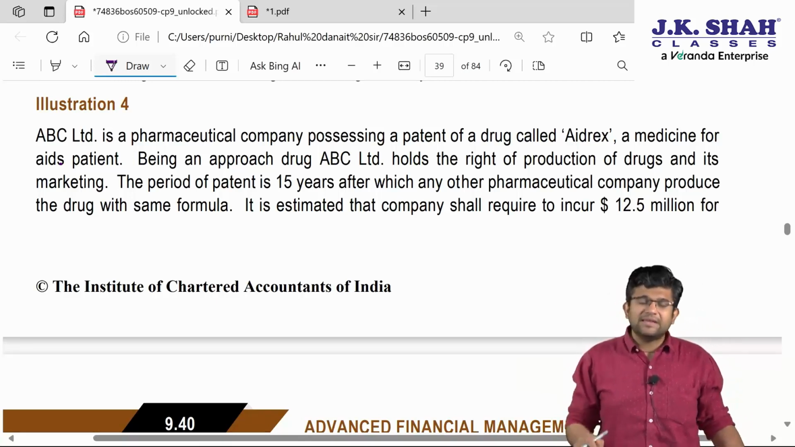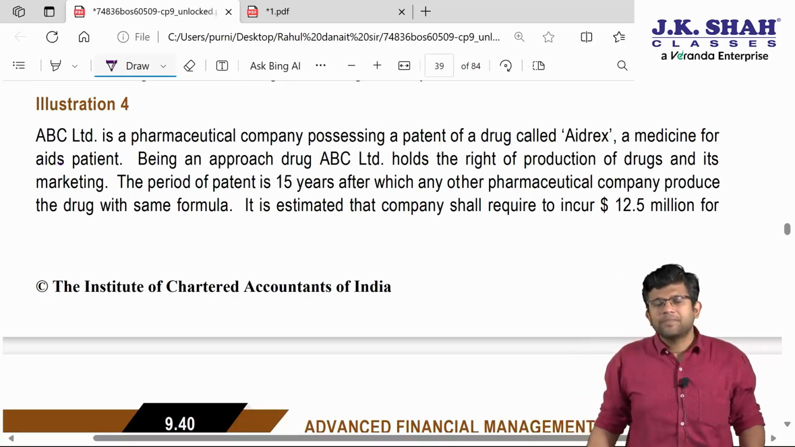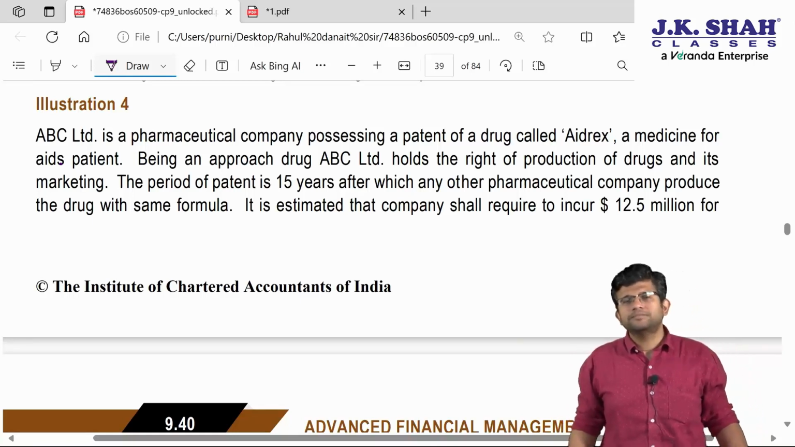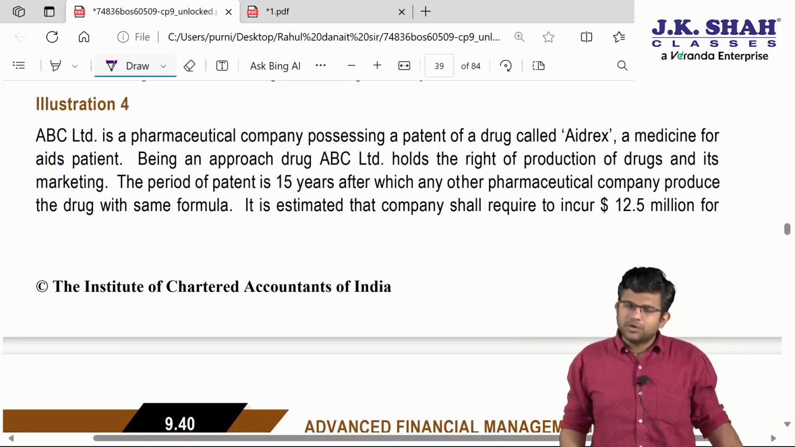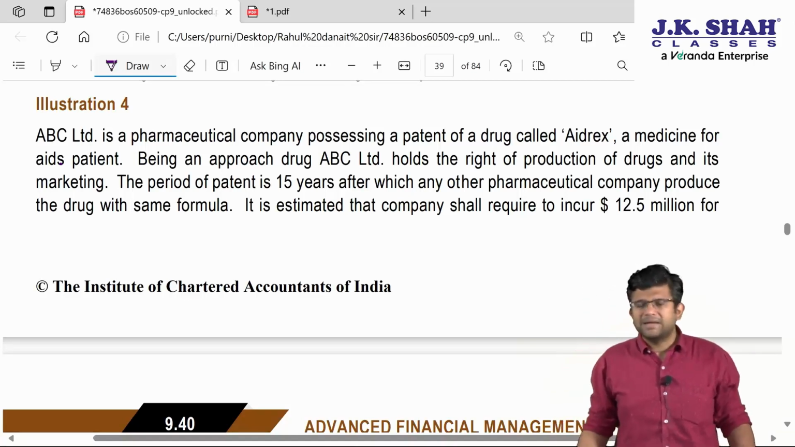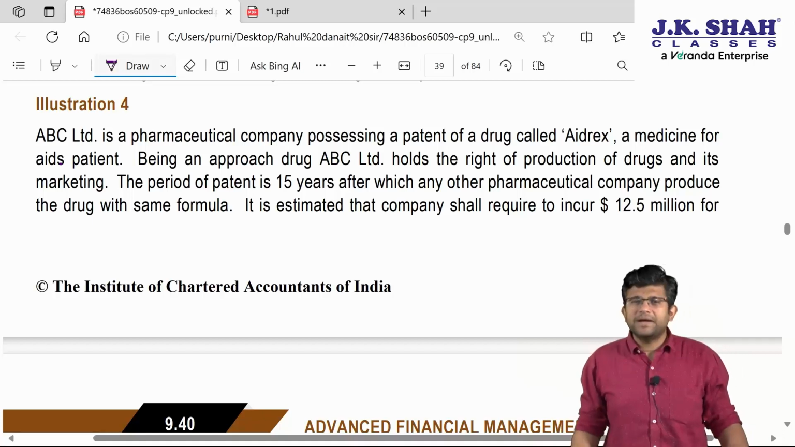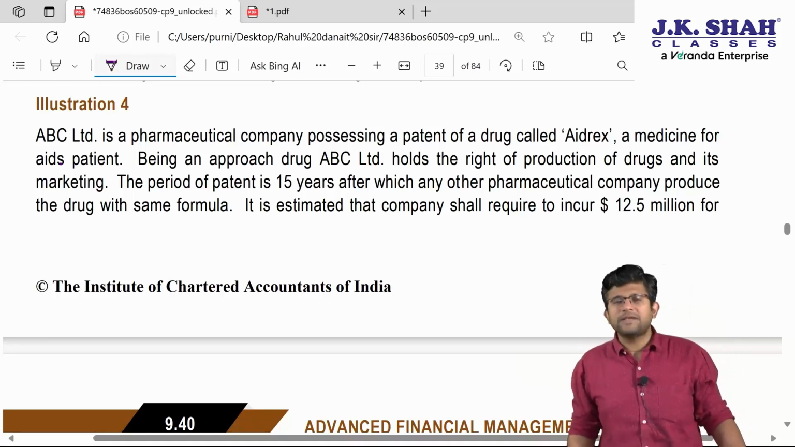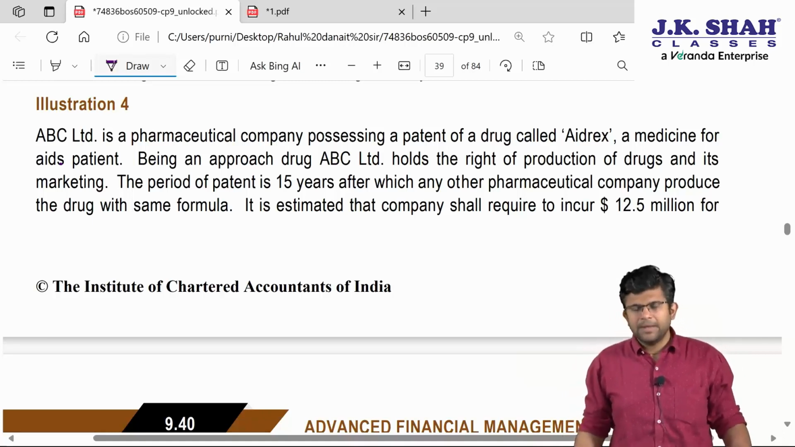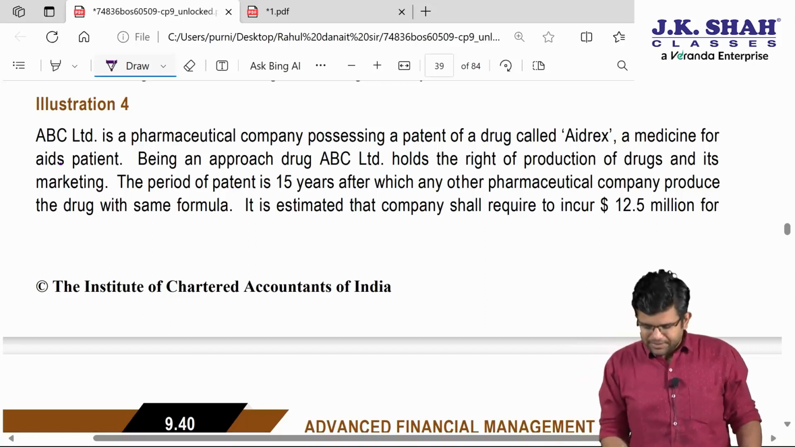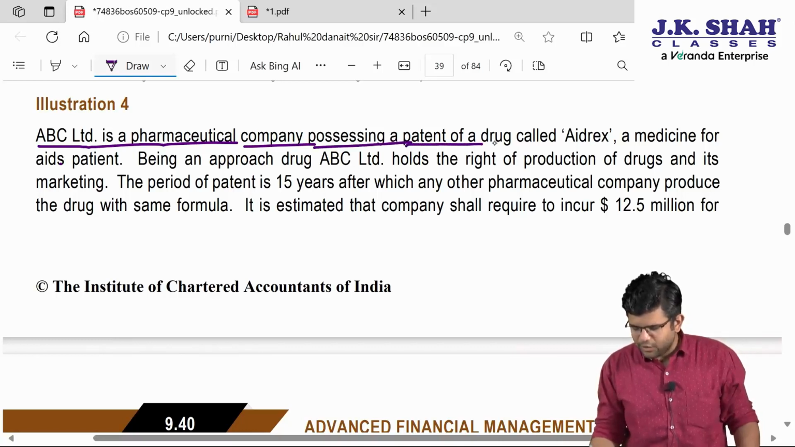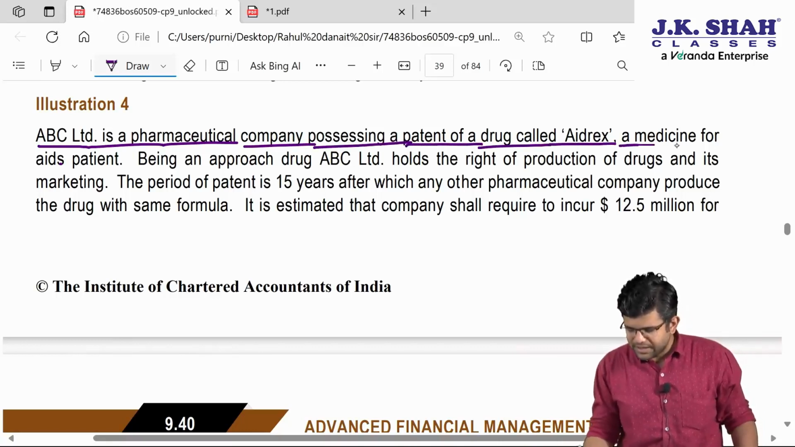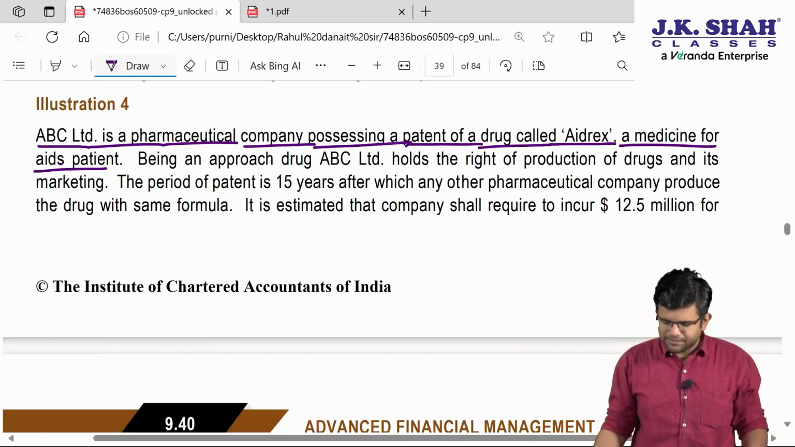Okay, these are 3 new illustrations added in the latest study module, the new syllabus, and we will cover it in this particular video. So let us start valuation of patents. And for valuation of patents, I am taking illustration 4 of the ICAI new study module. Let's start reading it. They are saying ABC is a pharmaceutical company possessing a patent of a drug called Edrex, a medicine for AIDS patients.